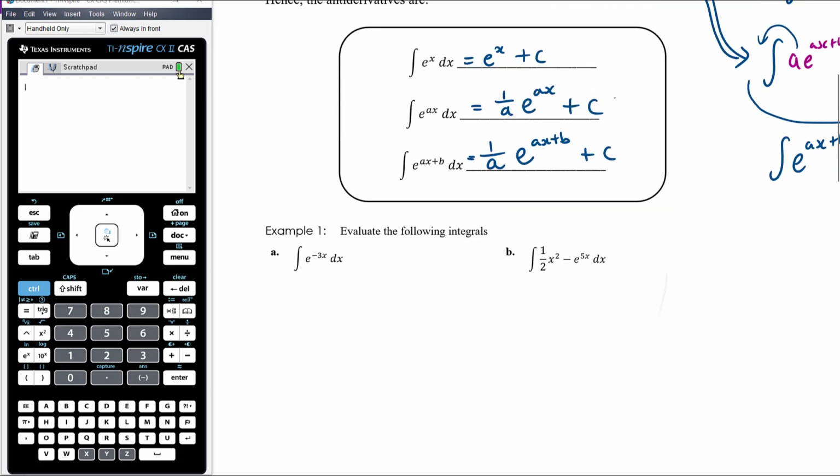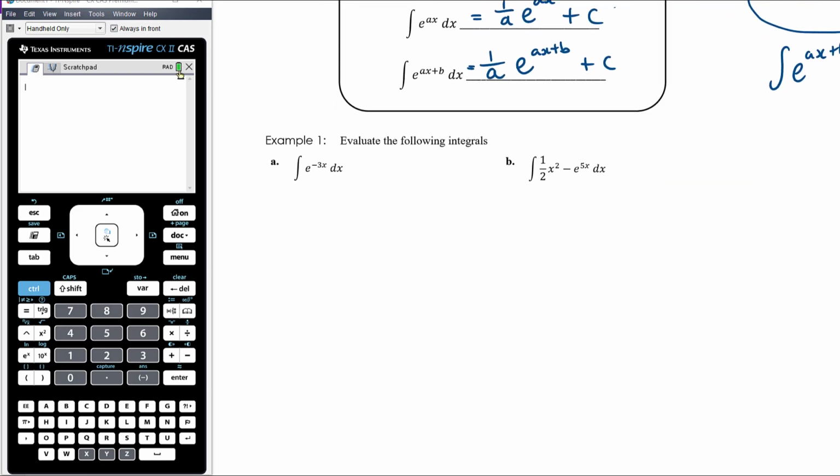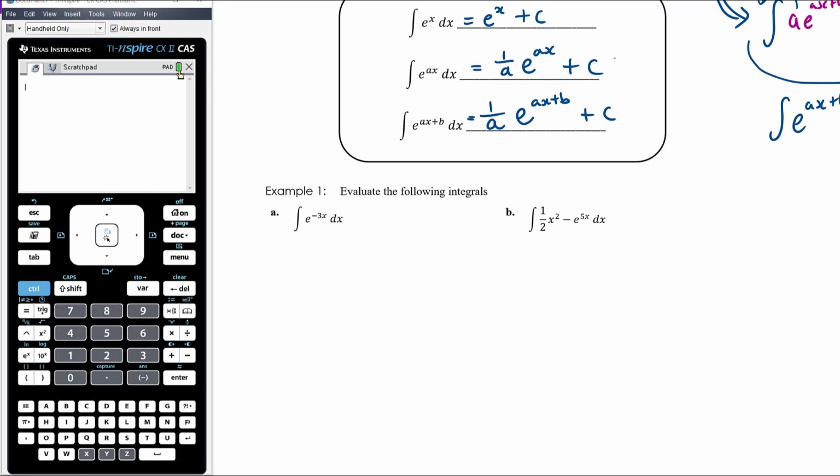Okay, so evaluating the following integrals, e to the negative 3x, so that is one of these, which means we'll get 1 over negative 3 e to the negative 3x plus c, of course. So 1 on negative 3, or negative a third, e to the negative 3x plus c.